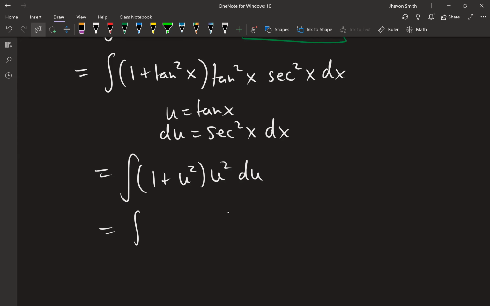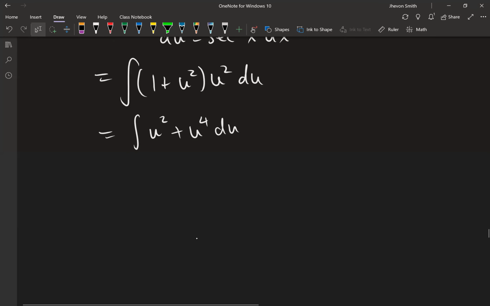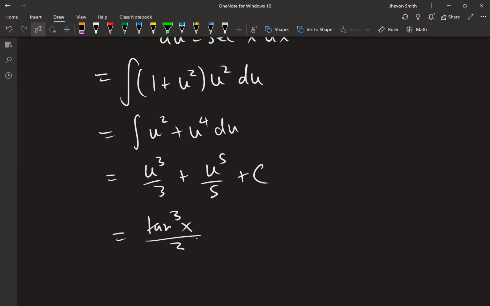Now we know how to deal with that. Just expand parentheses, and we can integrate that using the power rule. So this is u cubed over 3 plus u to the fifth over 5 plus c. And so this is tangent cubed over 3 plus tangent to the fifth over 5 plus c.